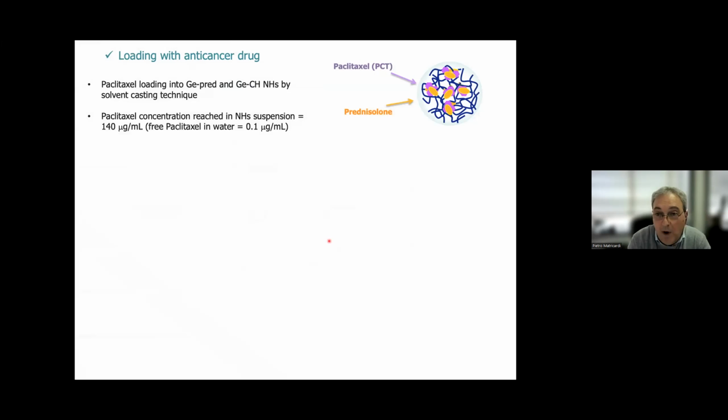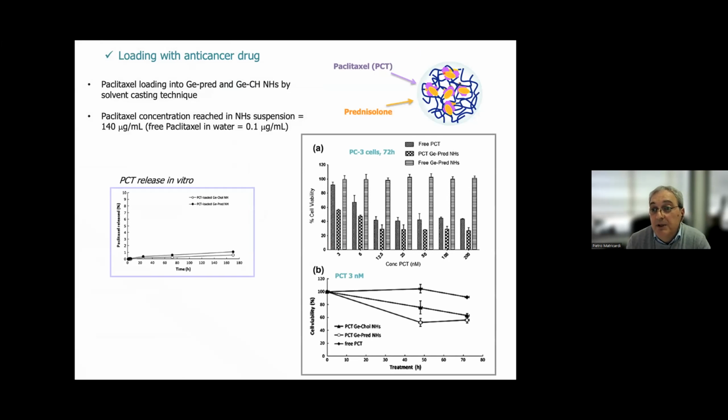And when you load the paclitaxel within the nanoparticles, we obtain a very interesting effect on cancer cells. So paclitaxel and prednisolone are able to act on the nanoparticles, on the cancer cells, and you have a reduction of the cell viability, the cancer cell viability, that is higher with respect to the free paclitaxel. So it means that you have really a synergistic effect.